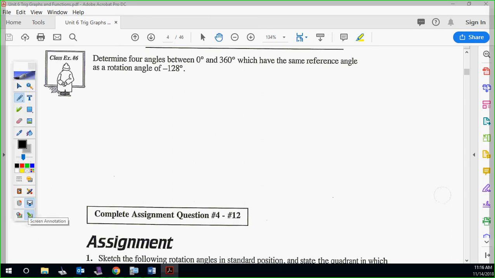Okay. All right, so determine the four angles between 0 and 360, which have the same reference angle as the rotation angle of negative 128. It's a great understanding question. It's making you figure out what are the four spots that give you an equal reference angle. And this is important because when it comes to all this stuff, guys, it's symmetric in a way.